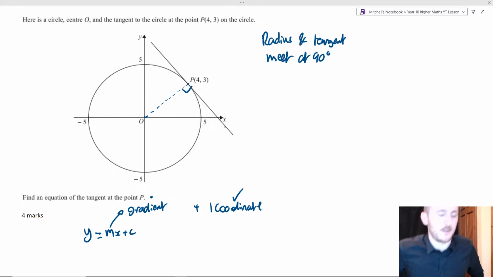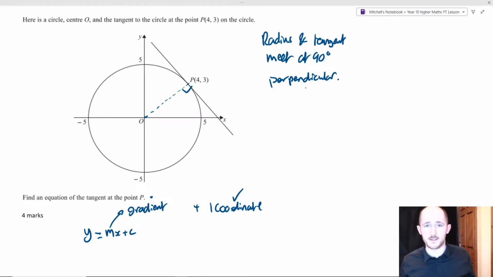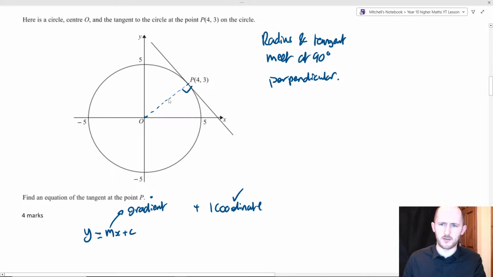So how can I work out the gradient? Well, as I said before, the radius and the tangent will always meet at 90 degrees, i.e. they are perpendicular. So if I work out the gradient of the radius and take the negative reciprocal, I then have the gradient of the tangent, okay? So, how do I work out the gradient of the radius? Well, it's always going to start at 0, 0 for GCSE, and it always ends up at 4, 3, and you're just going to do change in y over change in x.